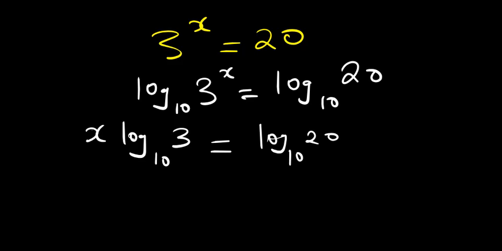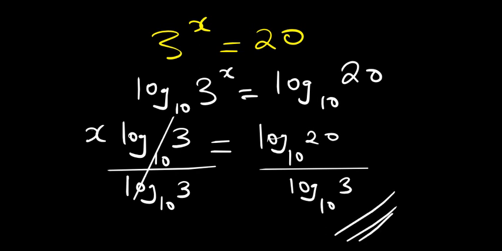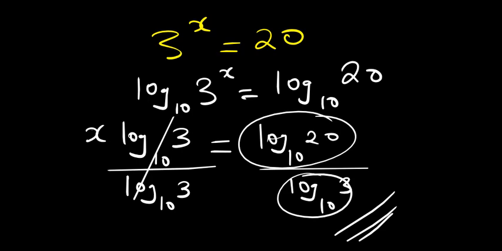Then for me to remain with my x, since I'm finding the value of x, I'm going to divide with this on both sides. So this is going to cancel, and this will be the value of x. Now you can find what log 20 in base 10 is and log 3 in base 10 is, then you divide. Basically I don't have a calculator, but then you're going to find your final answer. That's how you solve equations when you're given such kind of questions.